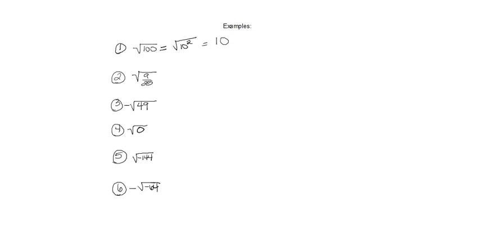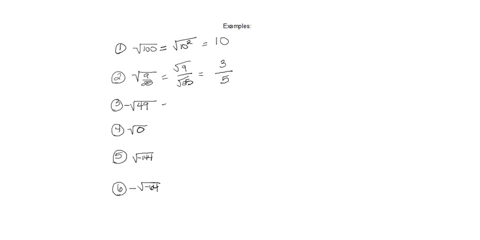So when we have a fraction, we're going to rewrite that with the radical in the numerator and the denominator. And we know that the square root of 9 is 3, because 3 squared is 9. And the square root of 25 is 5, because 5 squared is 25.